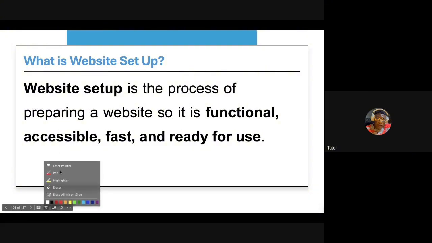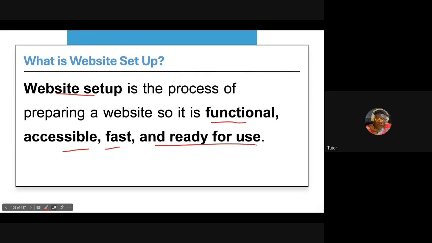So when we talk about the setups, website setup in arbitrage blogging is simply the process of preparing a website so it is functional, accessible, fast, and ready for use. Once you achieve all this, you can easily get AdSense approval. And this is one truth you should hear. Even though AdSense is very strict, they really need bloggers. They need bloggers more than you need them. AdSense needs you more than you need them.